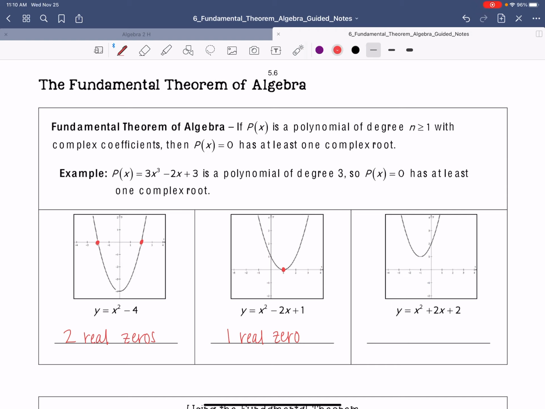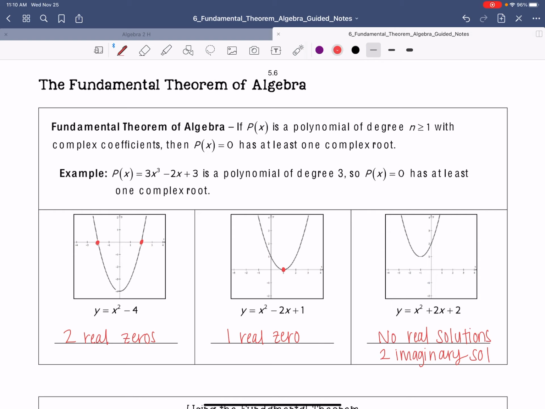Okay, and then our third scenario here is it doesn't cross our x-axis at all. Since it doesn't cross our x-axis at all, there are no real solutions, but we still technically have to have 2 answers. So my 2 answers would be 2 imaginary solutions.